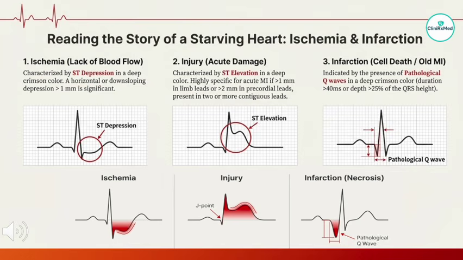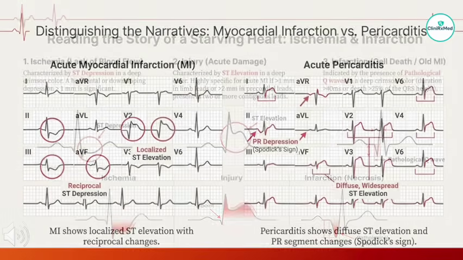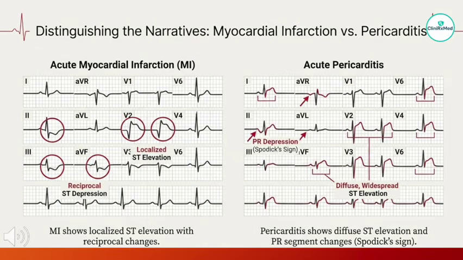Injury, marked by ST elevation, is highly specific for acute MI if seen in contiguous leads. Infarction, indicated by pathological Q waves, represents old tissue death or a previous MI. It is vital to distinguish between a myocardial infarction and pericarditis.